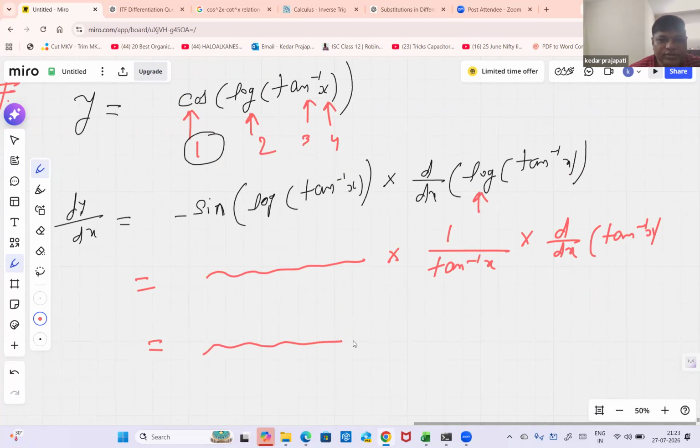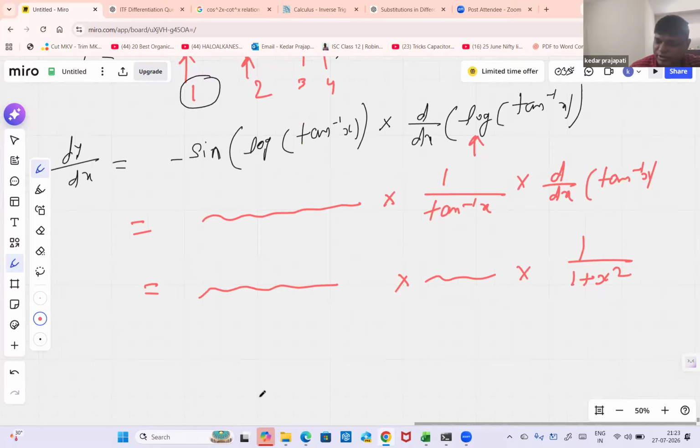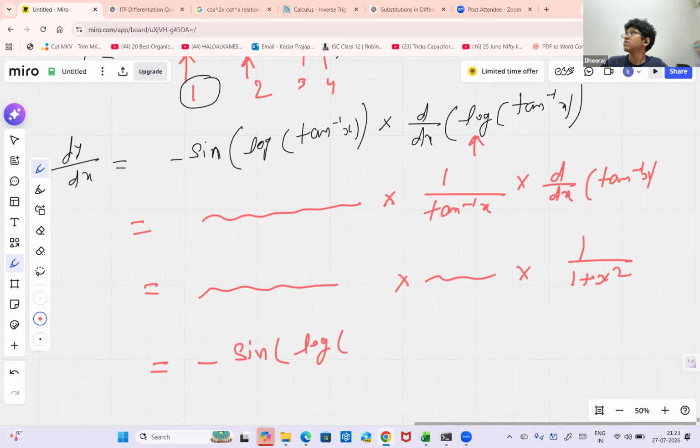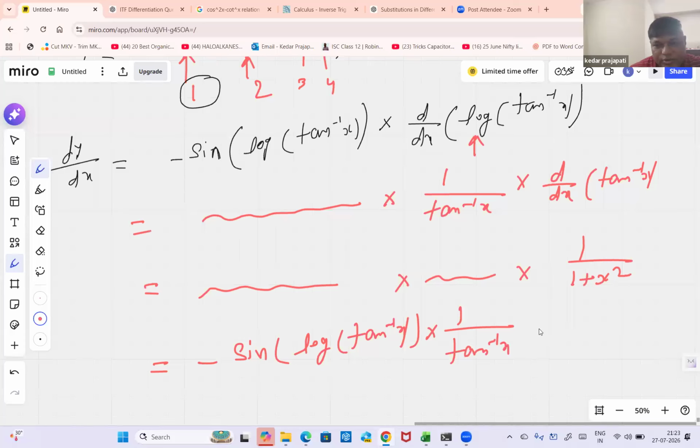So this is not going to change. This is not going to change. d by dx of tan inverse x is 1 by 1 plus x square. So the final answer will be: just copy this, minus sine log tan inverse x into this, this will be copied. 1 by tan inverse x into this will be copied. Clear?